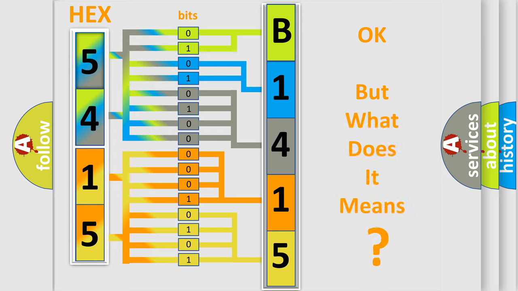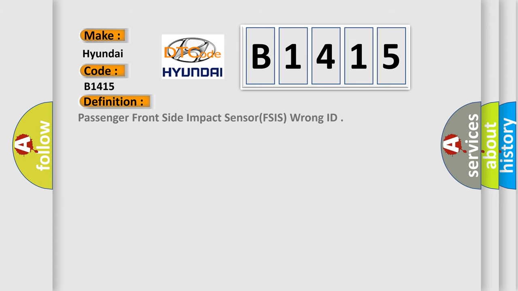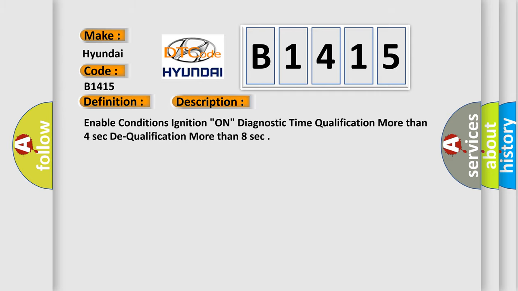The number itself does not make sense to us if we cannot assign information to what it actually expresses. So, what does the Diagnostic Trouble Code B1415 interpret specifically for Hyundai? The basic definition is passenger front side impact sensor, FSIS, wrong ID. And now this is a short description of this DTC code. Enable conditions: ignition on. Diagnostic time qualification more than 4 seconds, de-qualification more than 8 seconds.